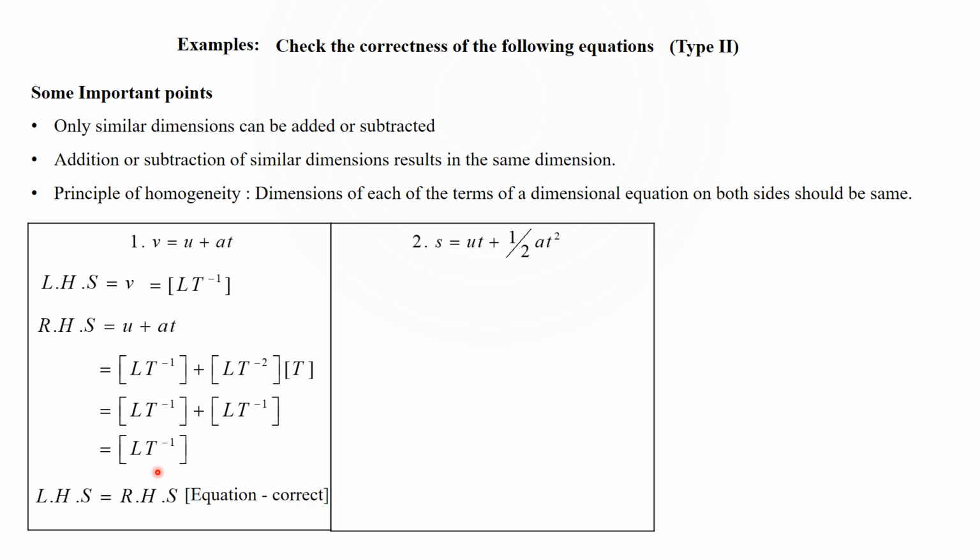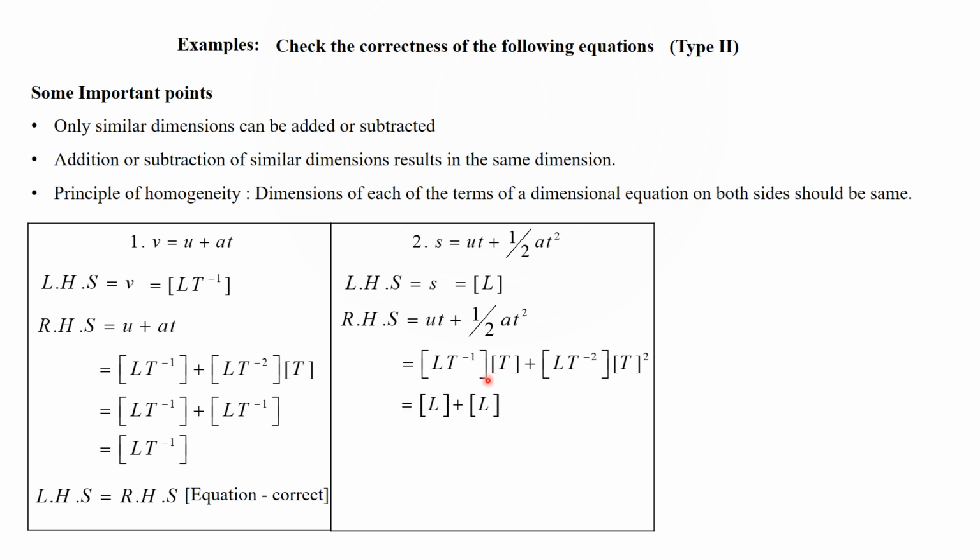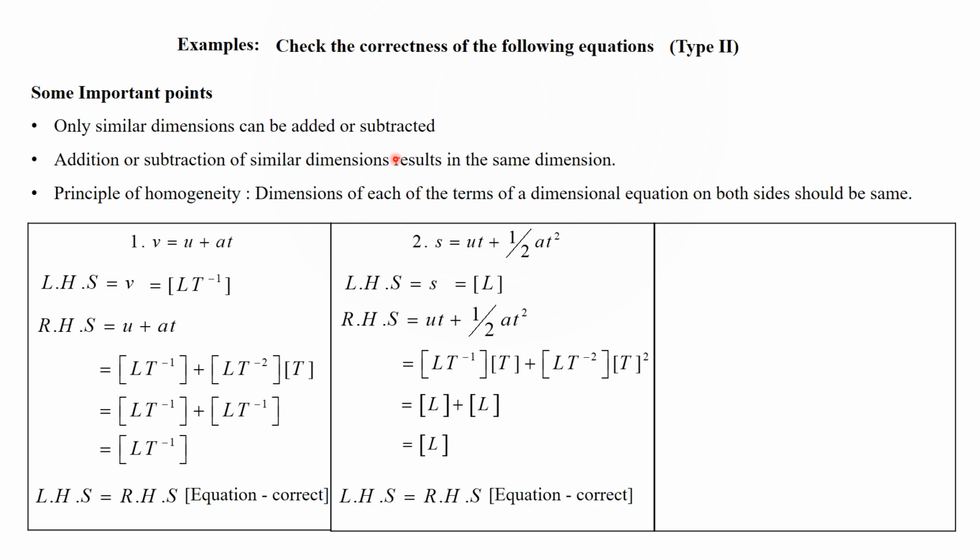Second example, s is equal to ut plus half at square. LHS is s, which is distance, that is L. RHS is ut plus half at square. Let's put the dimension of u, which is LT^-1, t is T, half is a number, no dimensions, a is LT^-2, and t square. If I solve, what am I getting? L plus L. And as I have told you, L plus L is again L, not 2L. So we are getting L, LHS equal to RHS, equation correct.